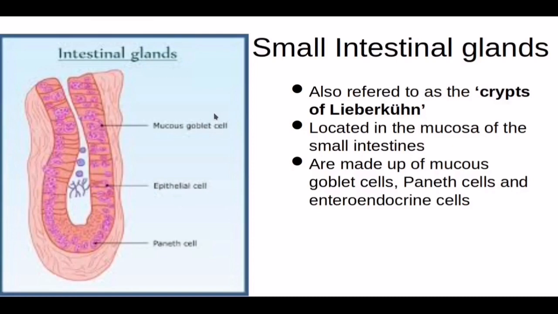Basically, the small intestinal glands we can also refer to as the crypts of Lieberkühn. These are located in the mucosa of the small intestines, and they are largely made up of mucous goblet cells. We have the Paneth cells basally. These Paneth cells are located mainly in the lower third of the intestinal glands, and the function of the Paneth cells is to secrete defensin, lysozyme, and phospholipase A2. Since they produce defensins, they aid innate immunity against invading microorganisms.